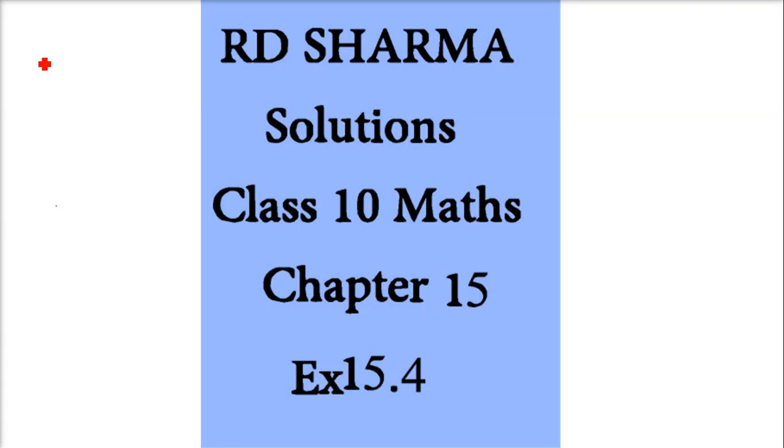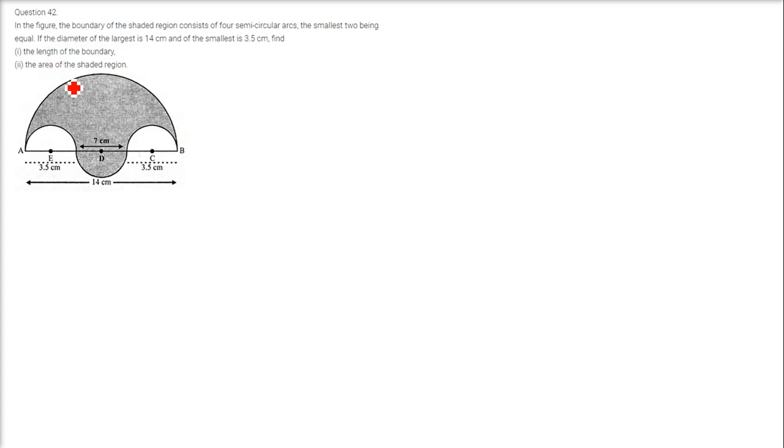We are taking R.D. Sharma Solutions, Class 10 Maths, Chapter 15, Exercise 15.4. In this figure, the boundary of the shaded region consists of 4 semicircular arcs, 1, 2, 3 and 4. The smallest 2 being equal.